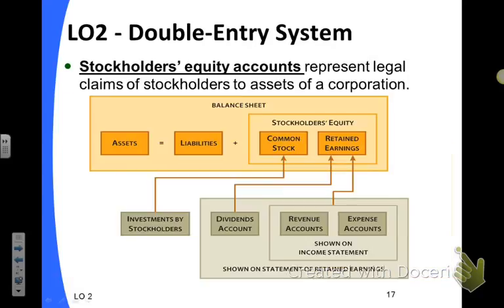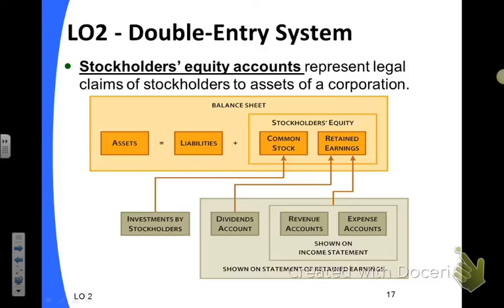Okay. Then we have our stockholders' equity. This is a really important chart for you to keep in mind. I would dare say it might even be a good chart for you to put on your vocabulary sheet for chapter 2. Because this is basically the accounting equation. Assets equals liabilities plus stockholders' equity. Stockholders' equity equals common stock and retained earnings.